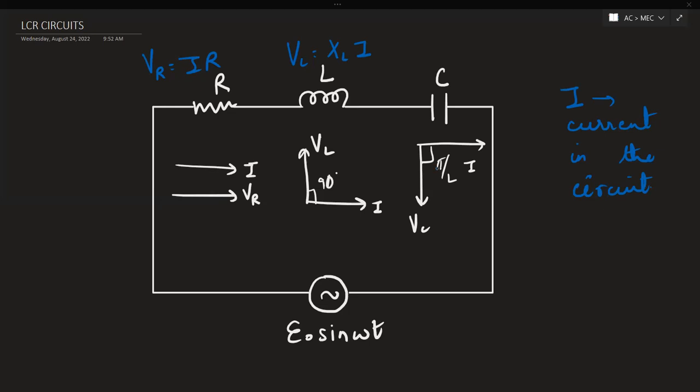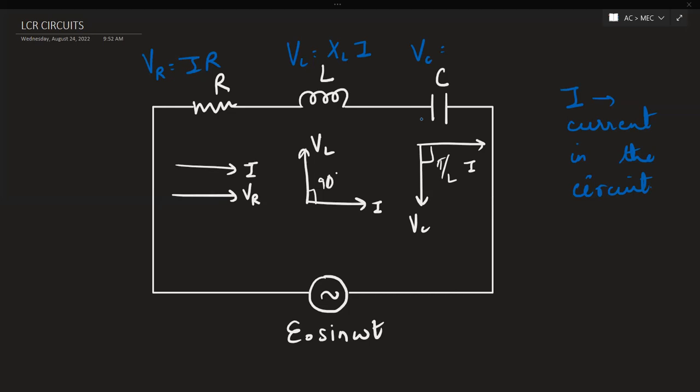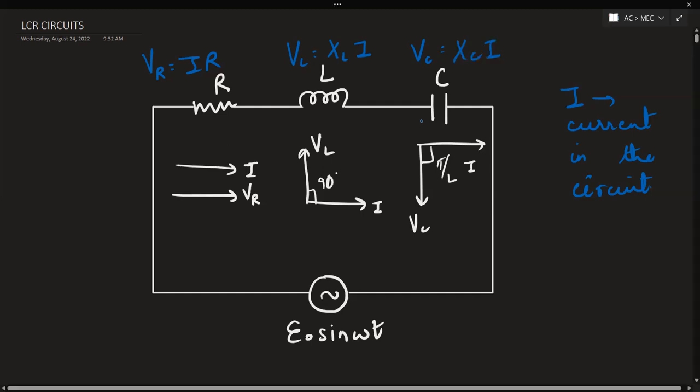All right. Yes, Fatima. What's the resistance that occurs in the case of a circuit with only a capacitor? 1 by omega C, which we can also write as XC. So Fatima, complete this: if the resistance for the capacitor is XC and the current is I, what will be the potential across it? XC I. Yes, perfect. So these are the voltages.